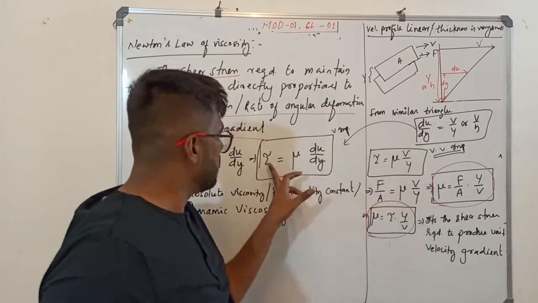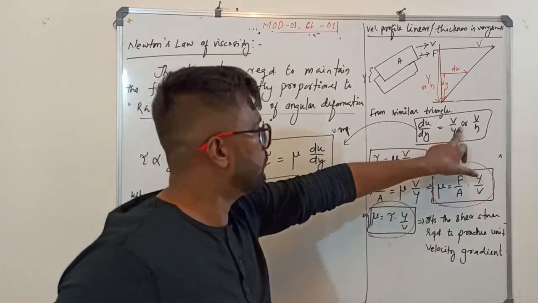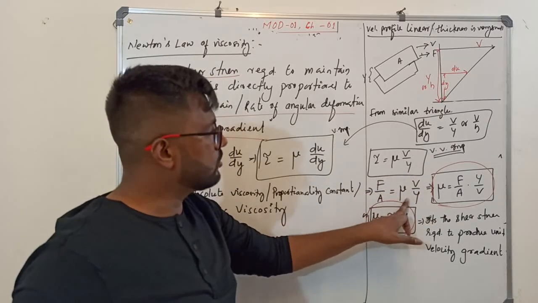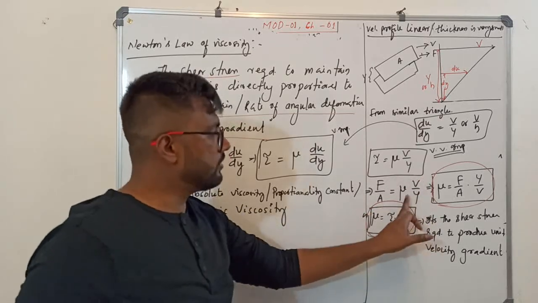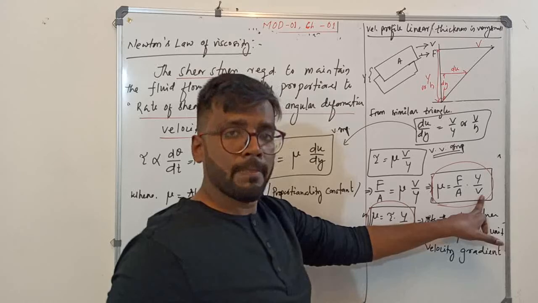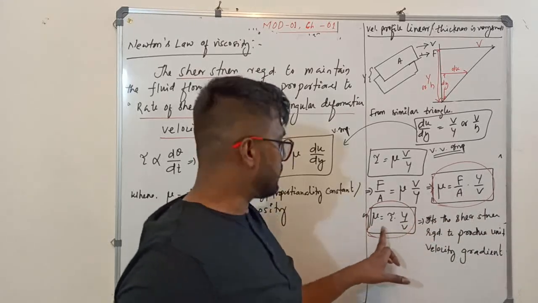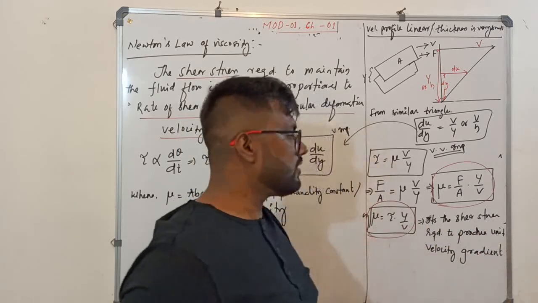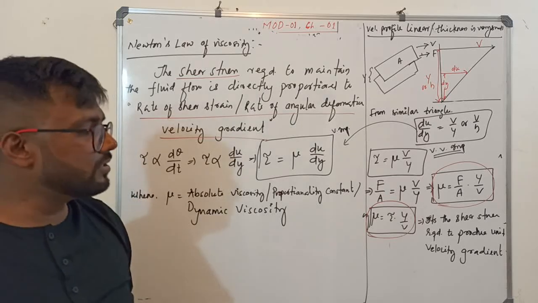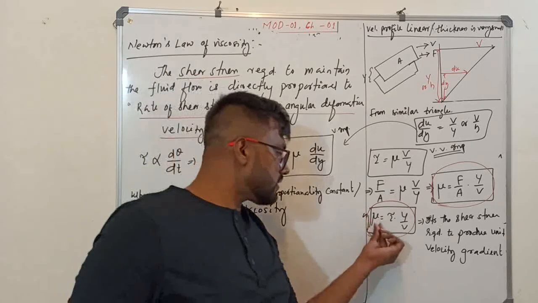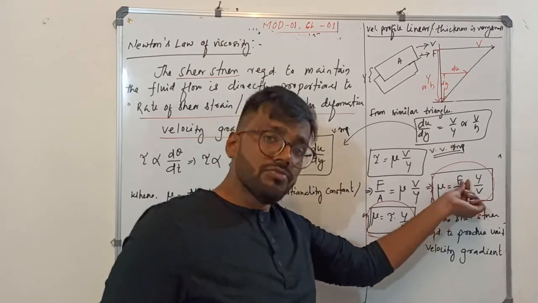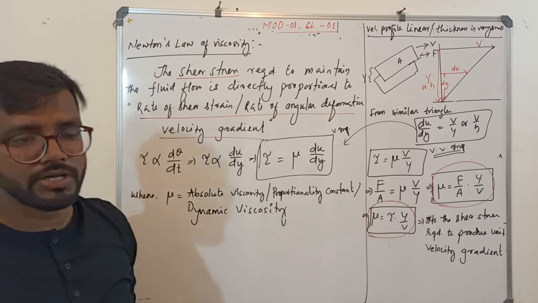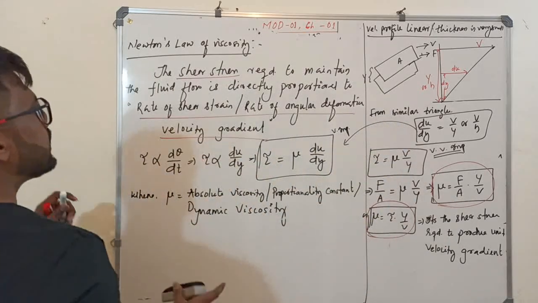Putting this value here, tau equals mu du by dy, so tau equals mu v by y. Now tau is nothing but shear force per area, F by A equals mu v by y. From this equation, mu equals F by A into y by v, or mu equals tau y by v. That means what is mu, the viscosity? It's the shear stress required to produce unit velocity gradient. As we are expressing mu in terms of force F, this is also known as dynamic viscosity. Okay, dynamic viscosity.